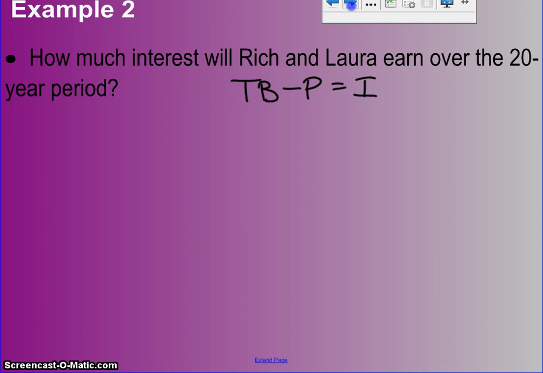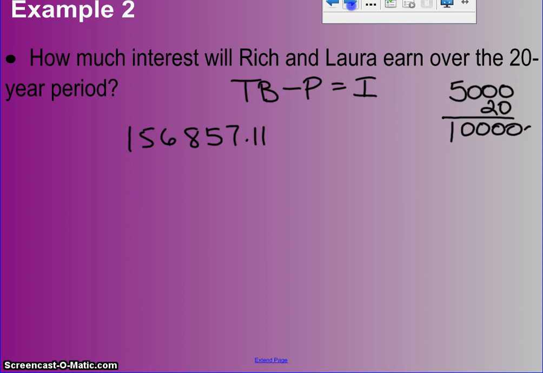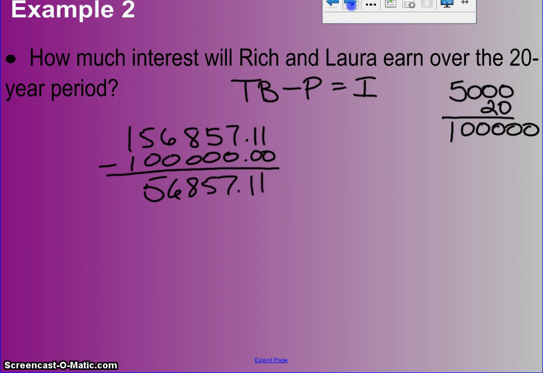So we know that the total balance was $156,857.11. Now we have to figure out how much they put into the account. Well, we know, and I'll put it over here, for 20 years, they put in $5,000 for a total of $100,000. So if we subtract that $100,000 from the account balance, we see the interest was $56,857.11.